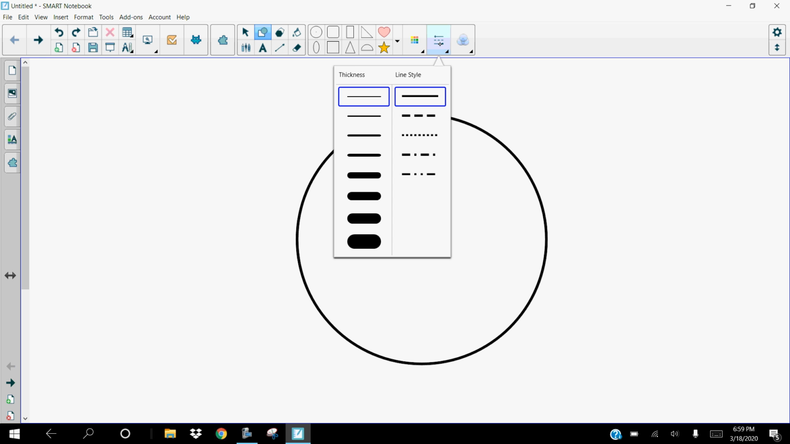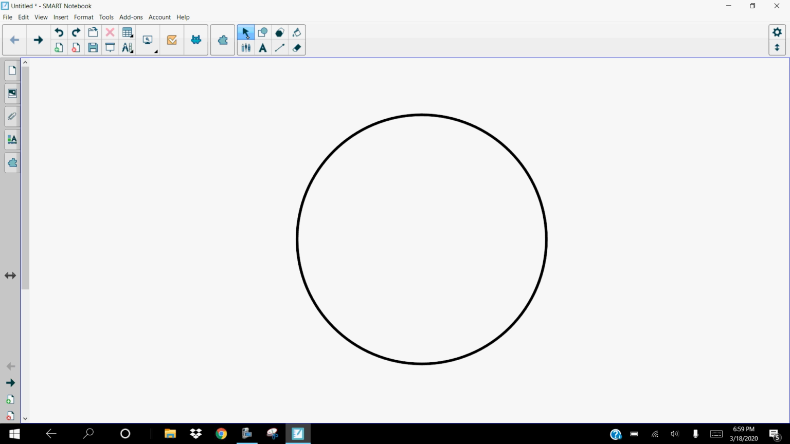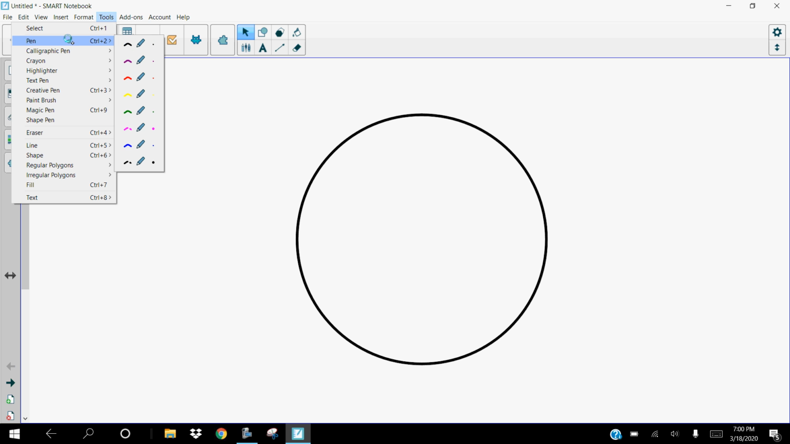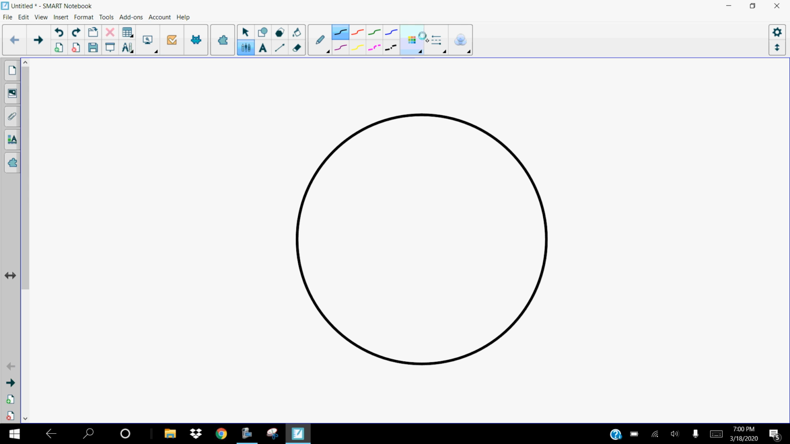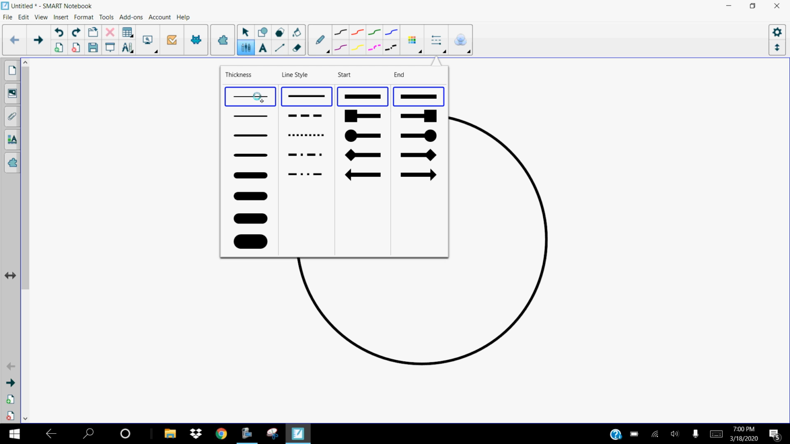Okay, I'm gonna go back to the line. All right, go back to pen. See, terrible deal. Oh my god. Okay, what happened? Tools, oh there it goes. Pen. Jeez. This is gonna irritate me. I needed to stay at that thickness. All right.